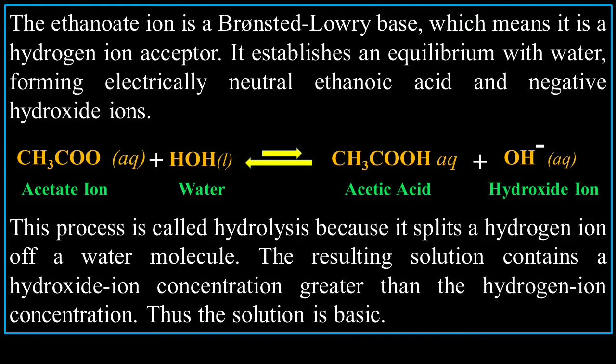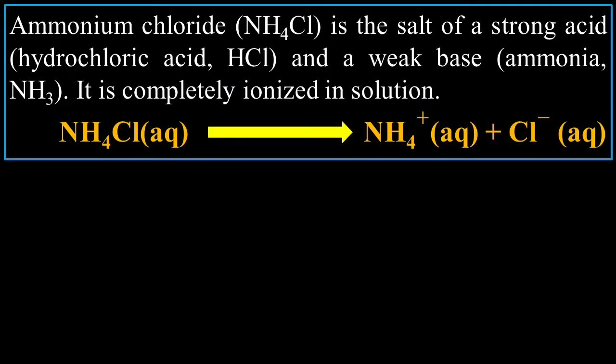The resulting solution contains a hydroxide ion concentration greater than the hydrogen ion concentration. Thus, the solution is basic. So if you're trying to find out the pH of the solution, you have to use a Kb because you're producing hydroxide. So the Kb expression is what you're going to use.